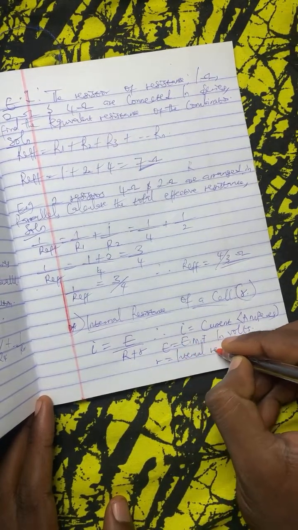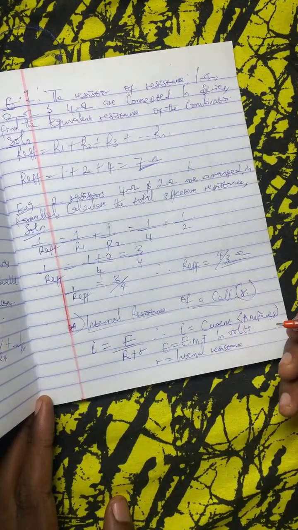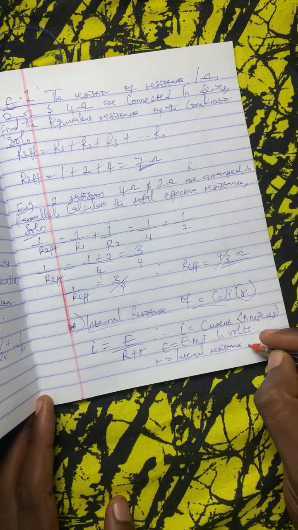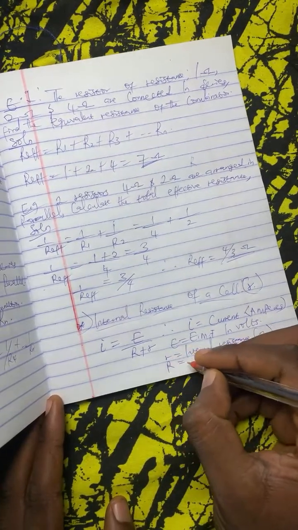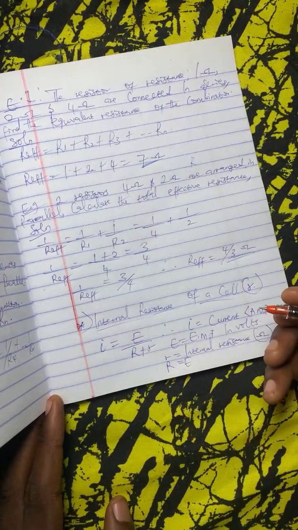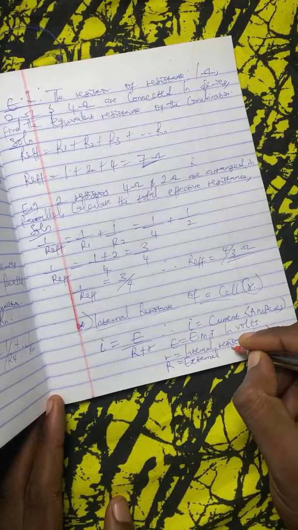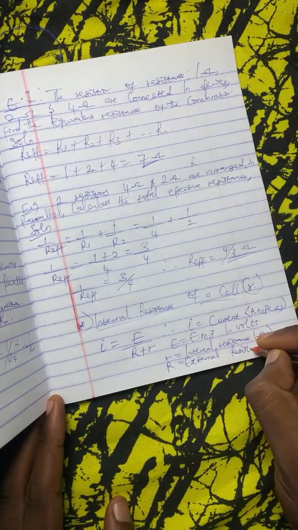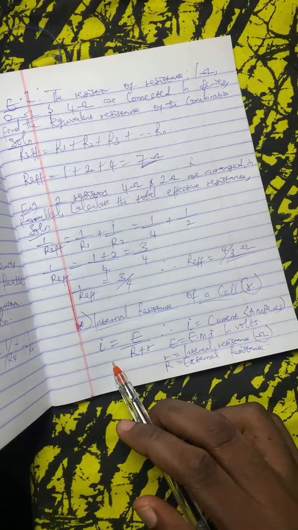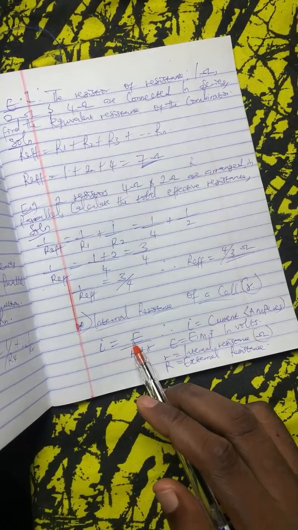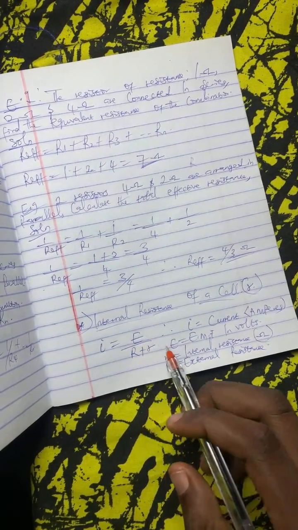Internal resistance is also in what? Internal resistance is in ohms. Are we there now? And then capital R is what? External resistance. So whenever we have questions related to internal resistance, we use the formula I is equal to E all over R, capital letter R plus small letter r.